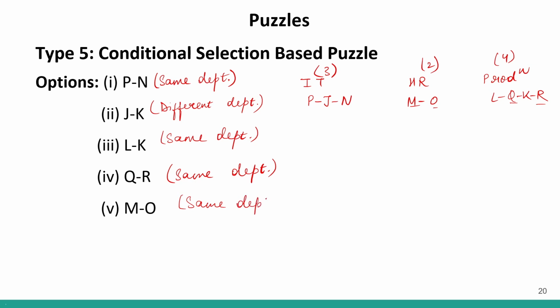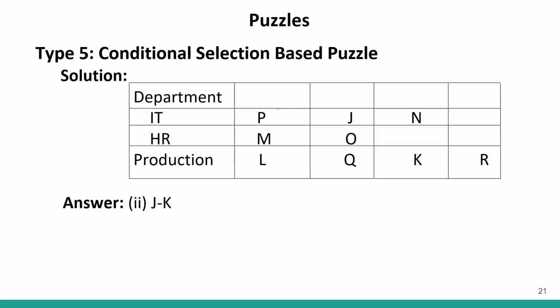So now I can see the odd one out clearly. J and K is the odd one out, because J and K belong to different departments. J belongs to IT and K belongs to production. So they belong to different departments. So this will be the odd one out. So this is how you solve questions on conditional selection based puzzles. Okay.